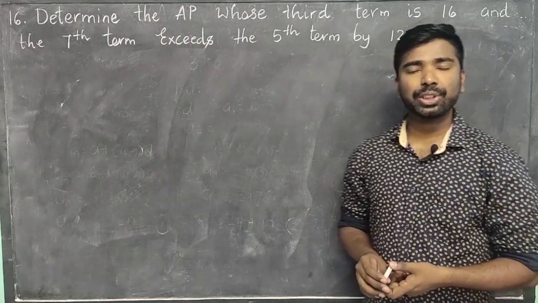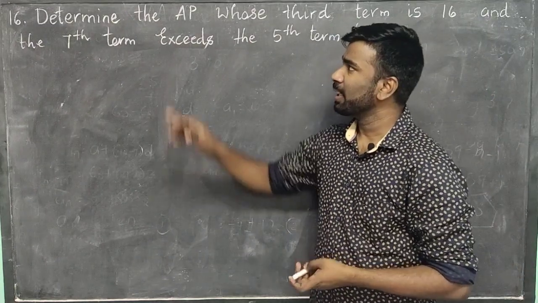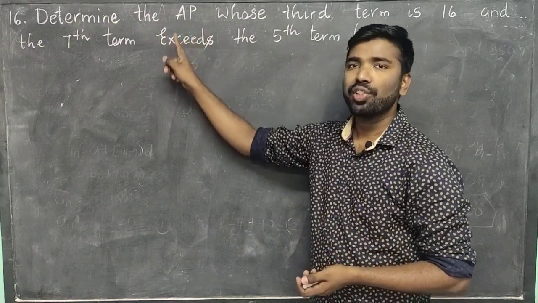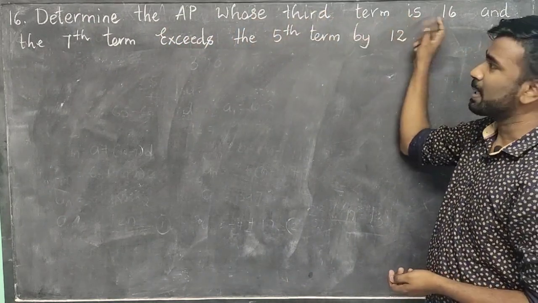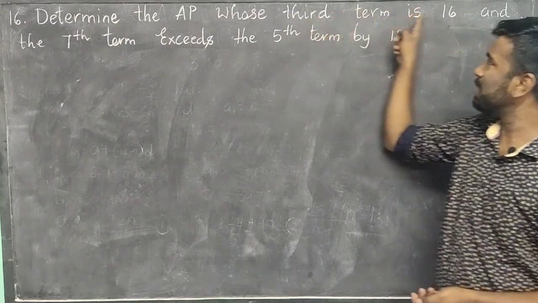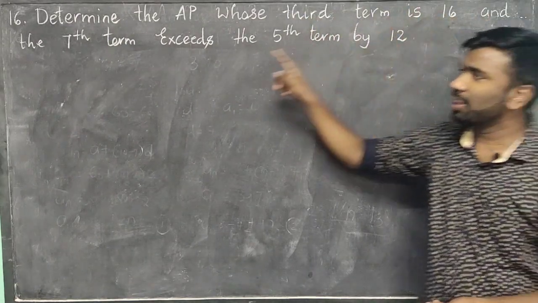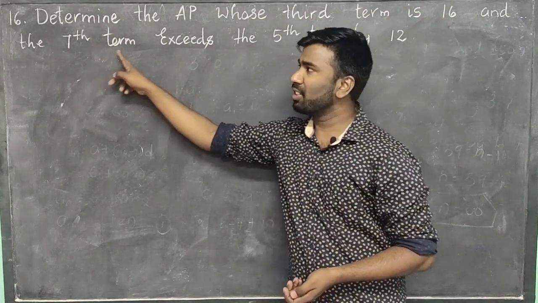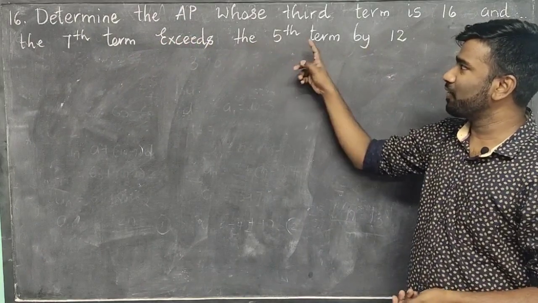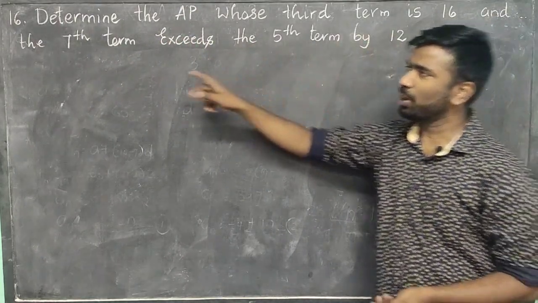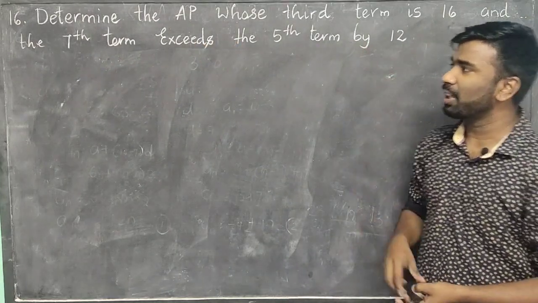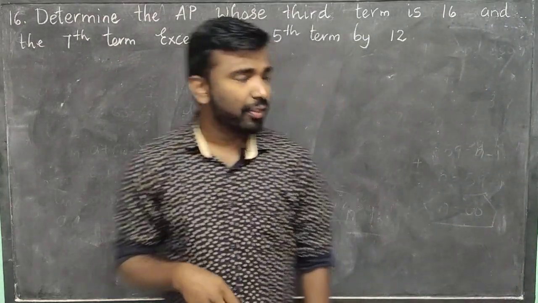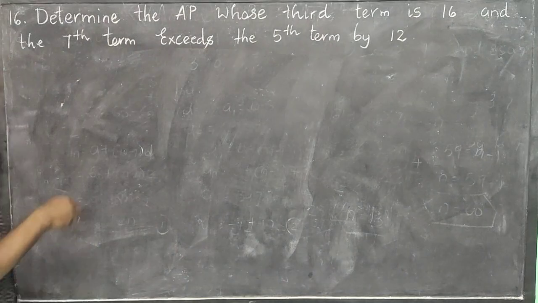Students, moving to question number 16, determine the AP. We should find out the AP whose third term is 16. Given third term is 16 and the condition is seventh term exceeds the fifth term by 12. The important condition is seventh term exceeds the fifth term by 12. Now we'll put it in the form of an equation.